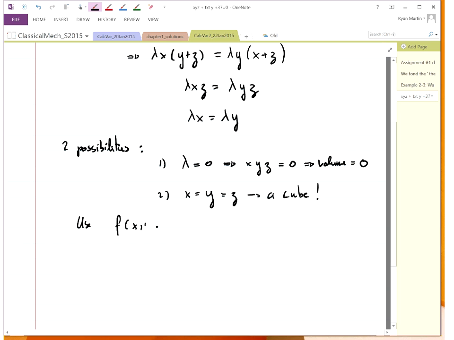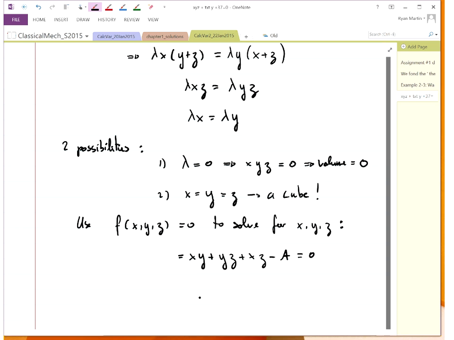So now we use the constraint equation, which was a function of x, y, and z equals 0, to solve for x, y, and z. So the function f was equal to xy plus yz plus xz minus a. Right, and so that constraint equation must equal 0.